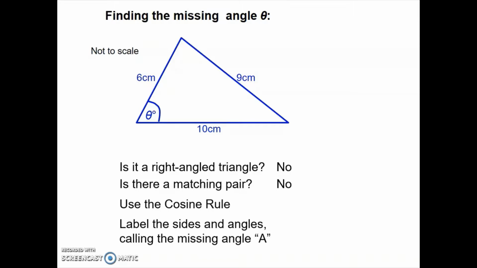The angle theta, which is what we're trying to find, has to be labeled A. And then we can label the other angles. Then we can go ahead and label our little a, little b, and little c.